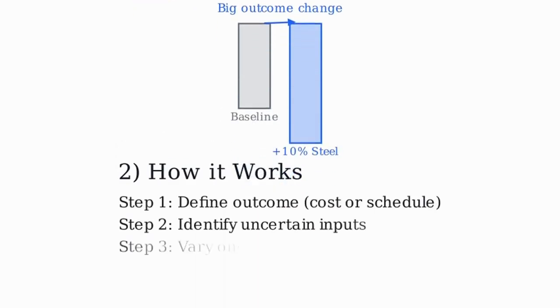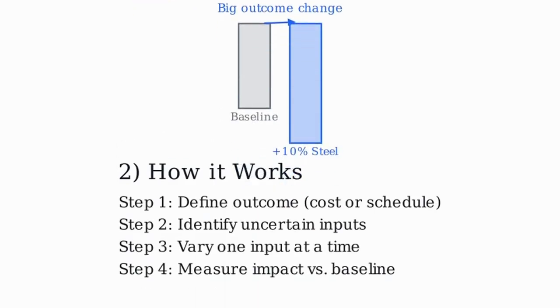Now, how does sensitivity analysis work in practice? Step 1. Define the outcome. Step 2. List uncertain inputs. Step 3. Vary one input at a time while holding the others constant. Step 4. Measure the impact by comparing to the baseline.